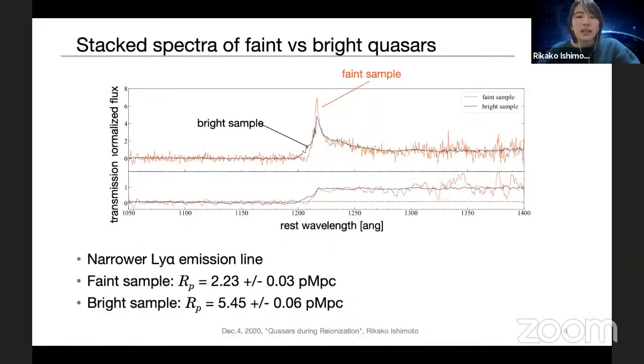Now, let me explain our results. First, this figure shows the mean stacked spectra of the faint and bright samples, shown in the orange and black lines. As you can see in this figure, the faint sample shows a narrower Lyman alpha emission line. And we measure the proximity zone sizes of the faint and bright samples. And the faint sample has a significantly smaller proximity zone than that of the bright sample.